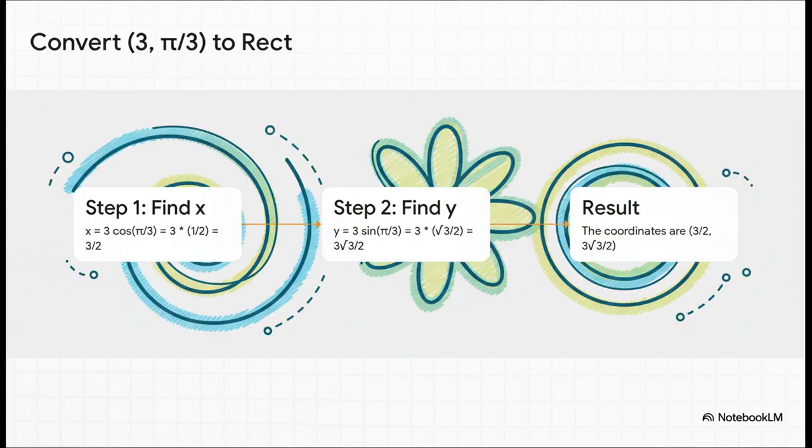And hey, going the other way is just as easy. Let's take the polar point (3, pi over 3). To find x, we just do r times the cosine of the angle.